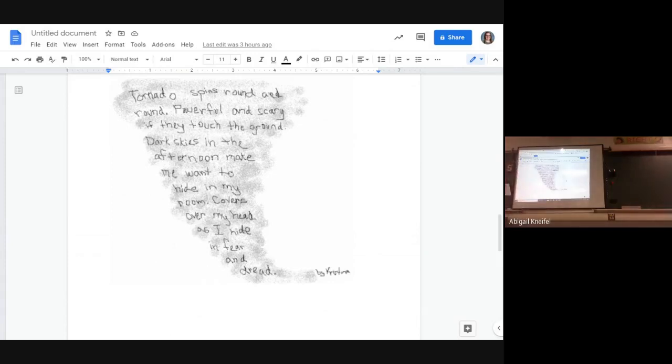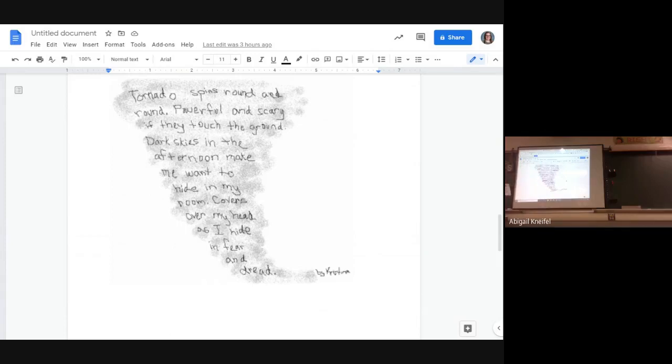How about dark skies in the afternoon make me want to hide in my room? What rhyming words do we hear there? Kaden? Afternoon and room. Hovers over my head as I hide in fear and dread. What do we have there? Any rhyming words in those, Mia? Head and dread. All right, so there's some rhyming words.